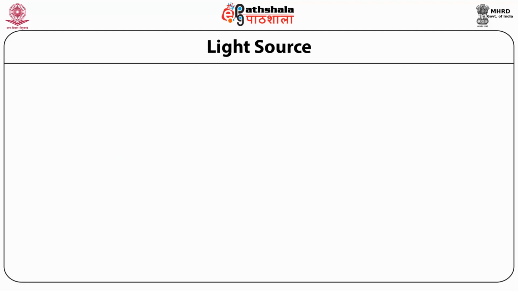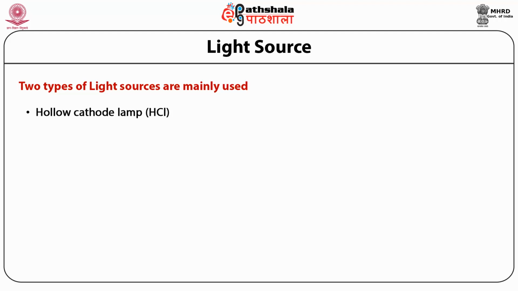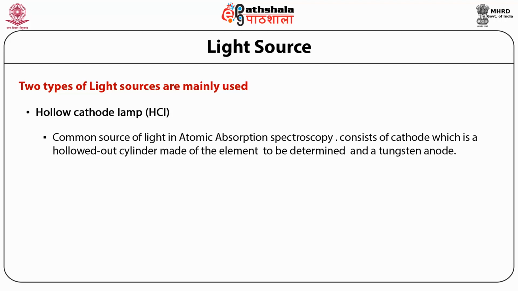Coming to light source, commonly two types of light source are used. One is hollow cathode lamp and the other is electrodeless discharge lamp. The hollow cathode lamp is the common source of light in atomic absorption spectroscopy. It consists of a cathode which is a hollowed out cylinder made of the element to be determined and a tungsten anode. Hollow cathode lamps are of two types.